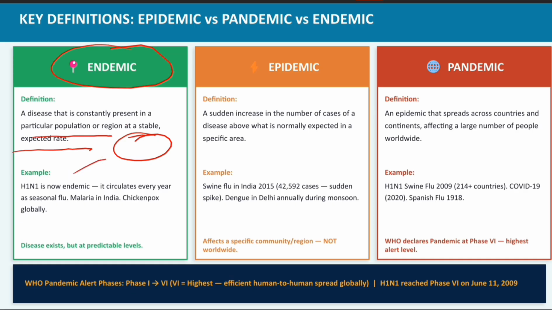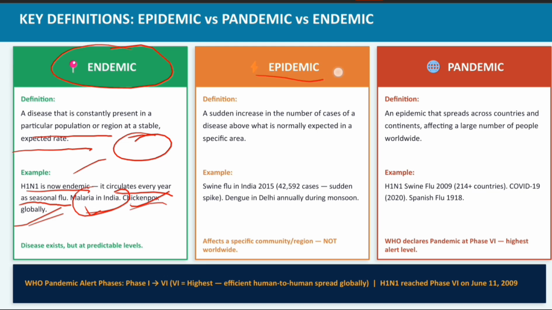Example, H1N1 is now endemic, meaning it affects a particular region every time at a stable expected rate. It circulates every year as seasonal flu. Malaria is also endemic in India, and chickenpox is endemic globally.